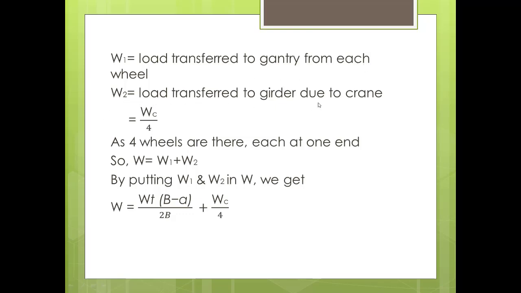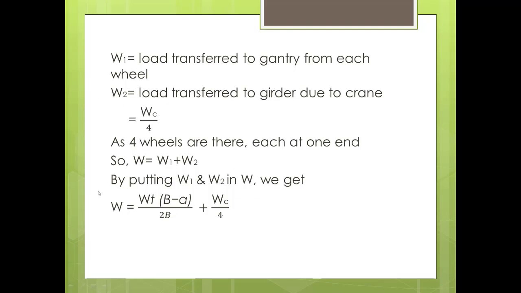W2 is the load transferred to the girder due to the crane. As there are 4 wheels, each at one end, W2 will be the weight of crane girders divided by 4, so it is WC by 4. Now the total load will be given by W equal to W1 plus W2. W1 is WT into (B minus A) by 2B, plus WC by 4.